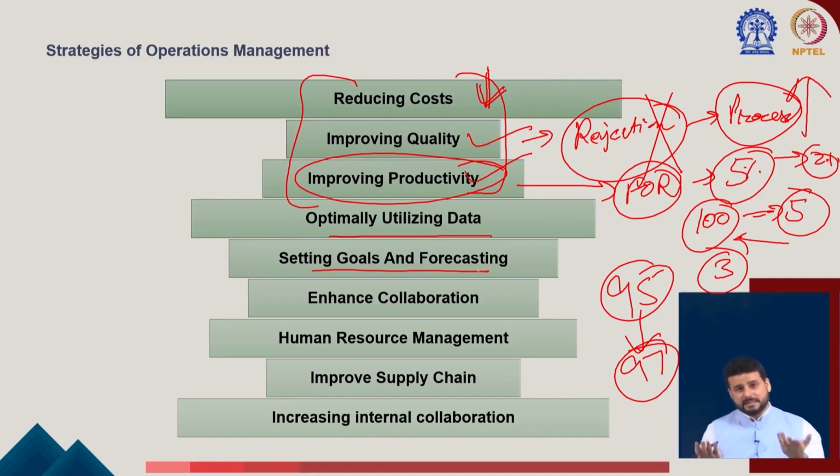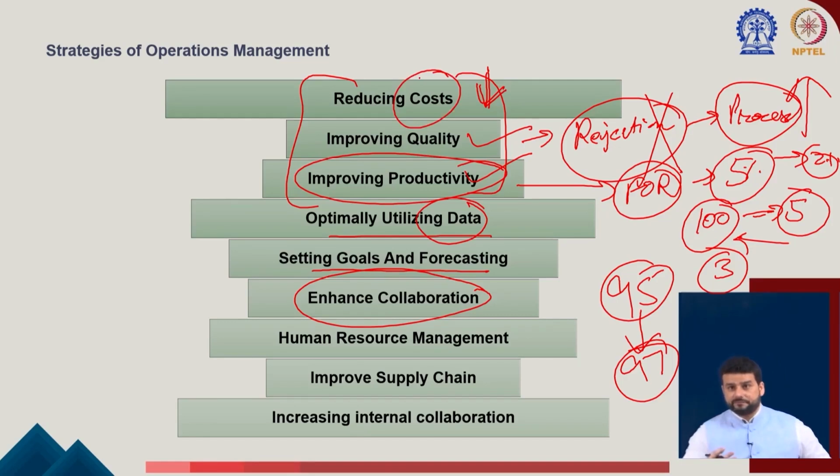Setting goals and forecasting, like I told you, all the forecasting techniques, we will use that data, right? And then we will set the goals accordingly. Enhance collaboration, this is important. In operation management, if we are saying that we want to be very productive, right? Efficiency is our main parameter. So reducing cost is the primary concern if we are talking about efficiency.